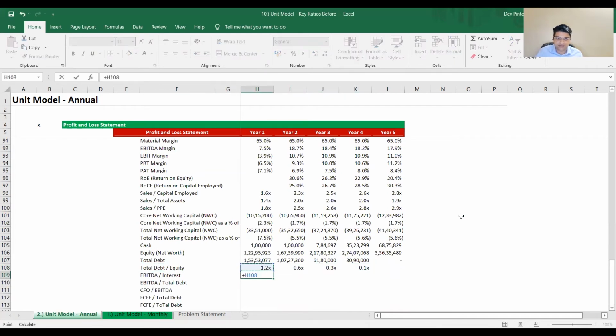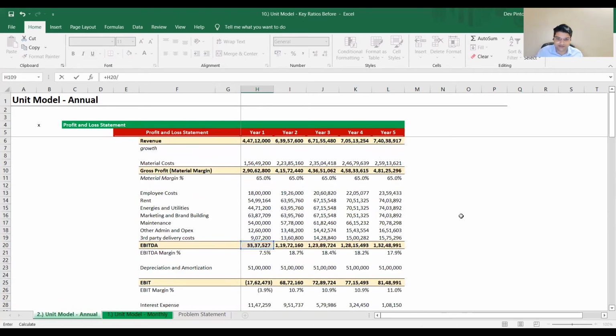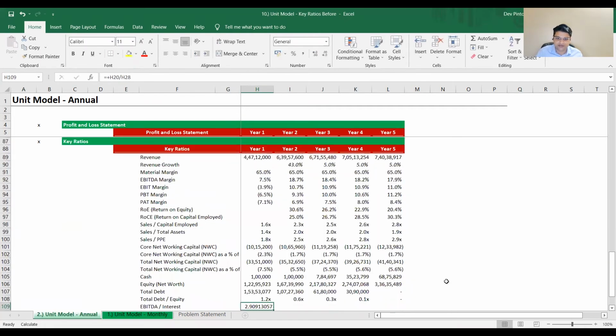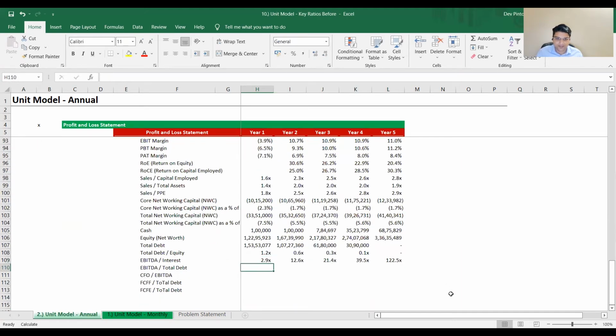Next is EBITDA by interest. Go to the P&L for that. EBITDA divided by interest expense. Next is EBITDA divided by total debt. This. Why is it? Okay, because debt is 0 in the last year. Let's just put IFERROR. Okay.